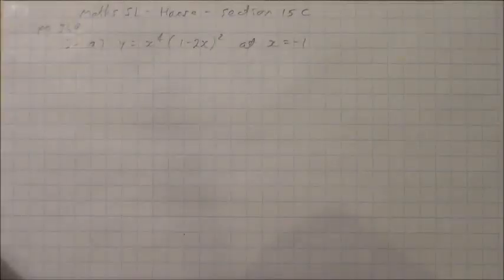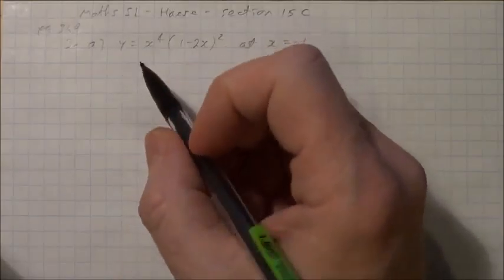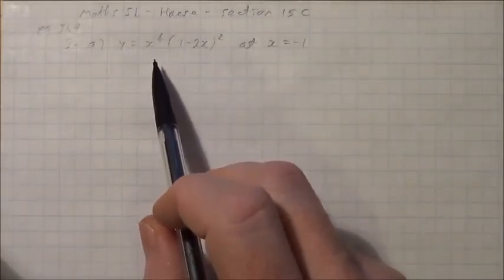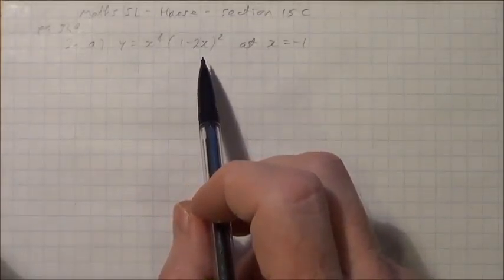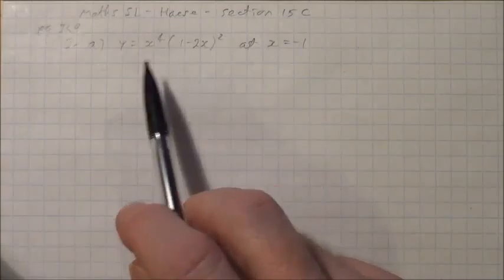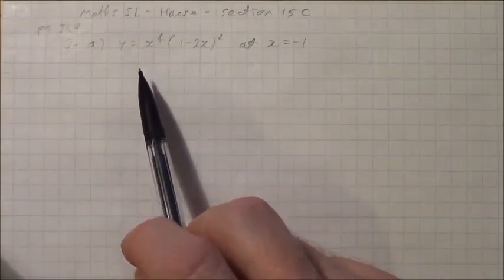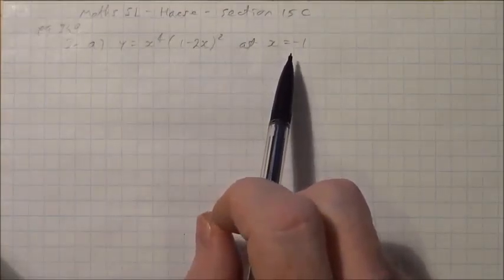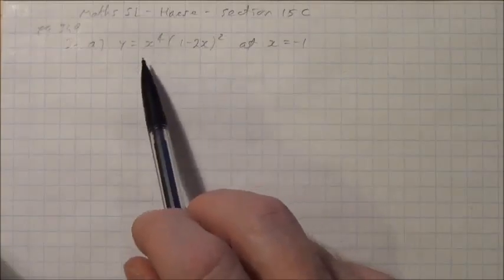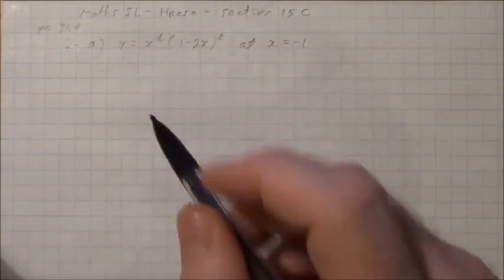Section 15C, question number 3, page 369. The question asks us to find the gradient of the tangent to the following functions. So the first function is y equals x to the power 4, quantity 1 minus 2x all squared, and we're going to evaluate that derivative, or the gradient function, at x equals negative 1, to find the gradient of that tangent to this function.